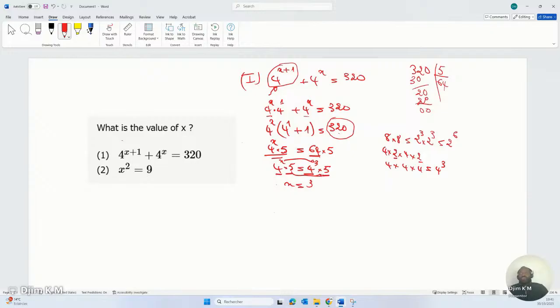Now we have the value of x is equal to 3, so we have been able to determine that the first condition is sufficient.